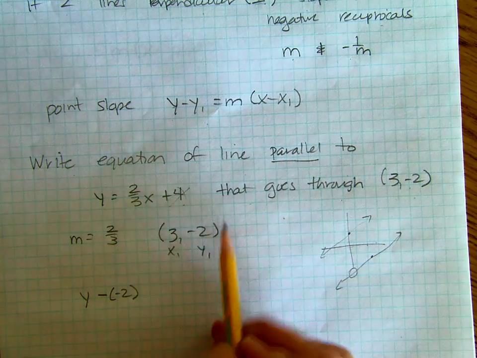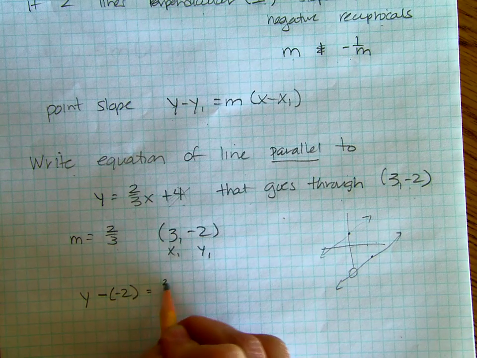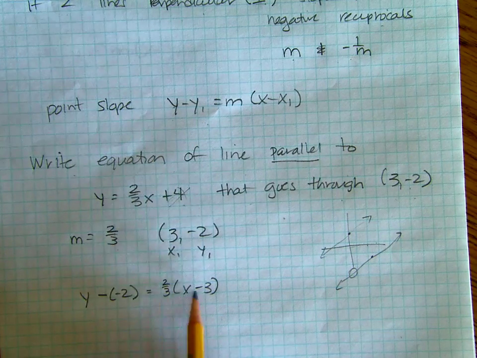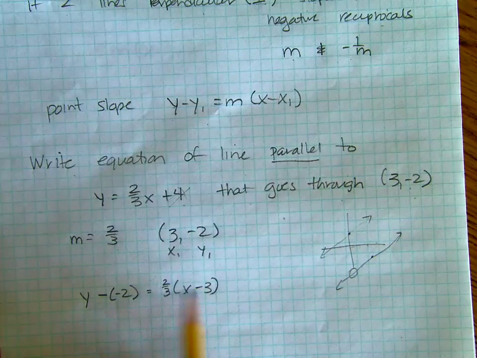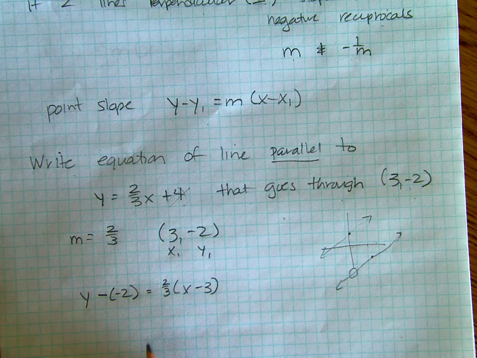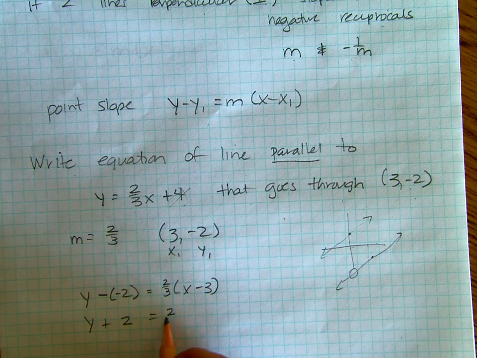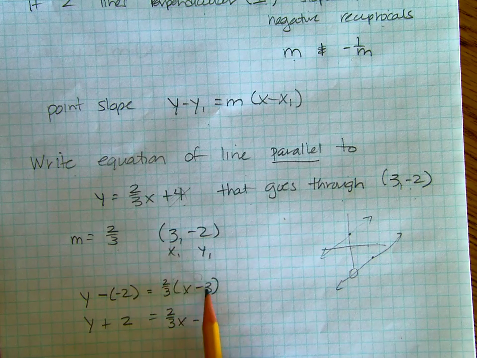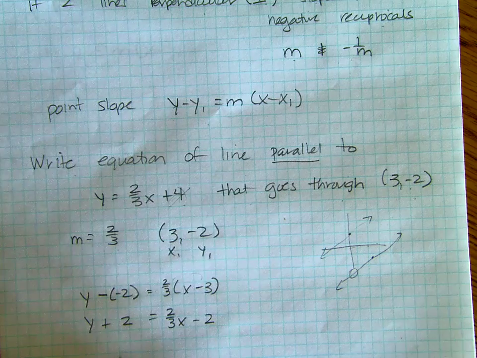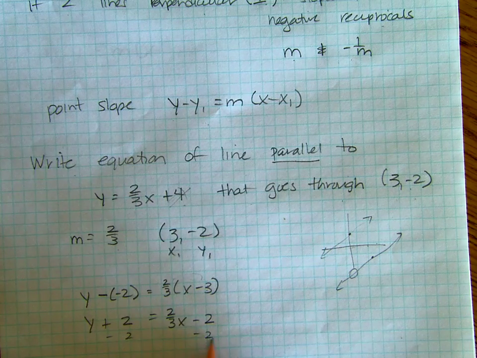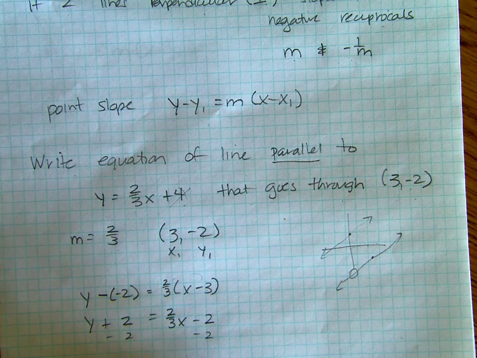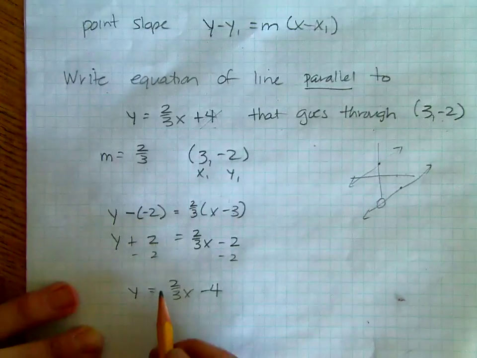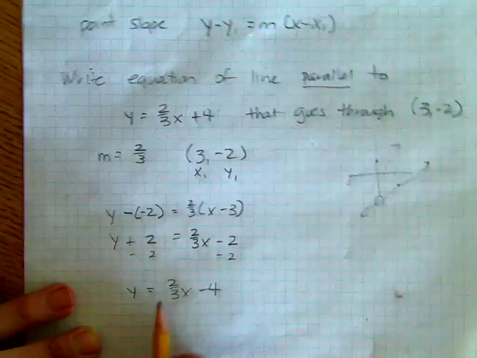So I come up to point slope: y minus a negative 2 equals 2/3 times x minus 3. So if you write your formula down, y plus 2 equals 2/3 x, and that becomes minus 2. 3 divided by 3 is 1. And then I subtract 2 from both sides, and y equals 2/3 x minus 4.